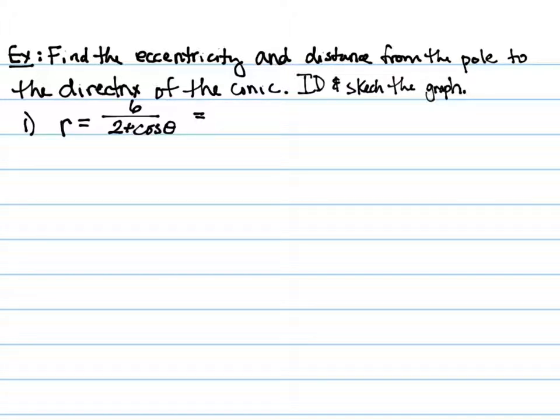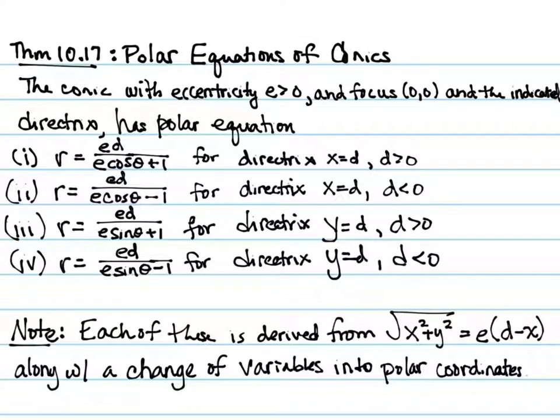We're manipulating this equation to match one of the 4 forms that we had on the previous theorem, okay? So if you're taking a look at this and you're trying to get it to match one of those 4 forms, which of the 4 forms is it going to match? It's going to match number 1. Yeah, because it's got cosine in it and there's addition. So we're going to get it to match the first one.